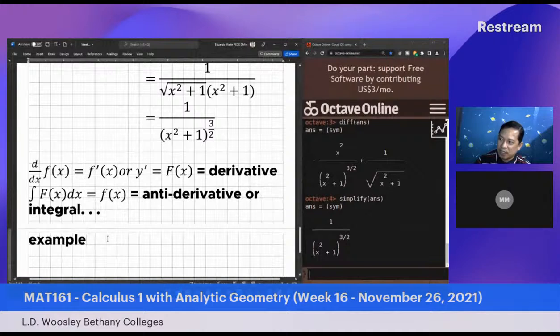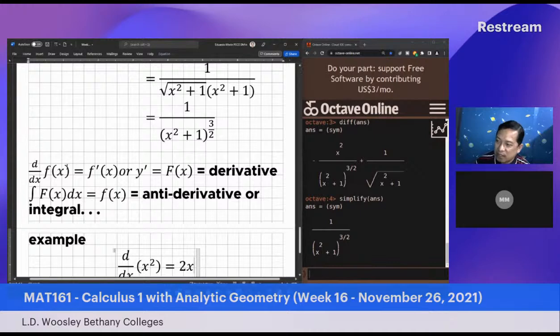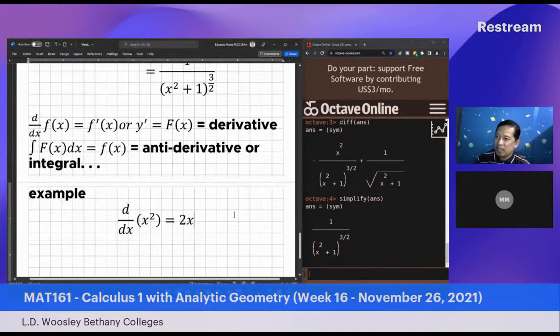Okay? So for this case, for example, if you have the derivative of x squared, Michaela, what's the answer? 2x. Yan, 2x. Now we will get the opposite operation for this. All right? What would be the opposite operation? Is the integral, no?